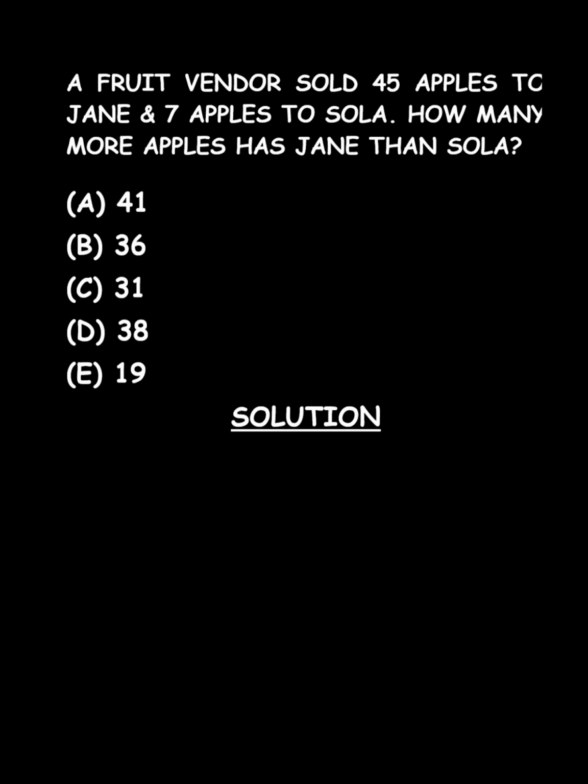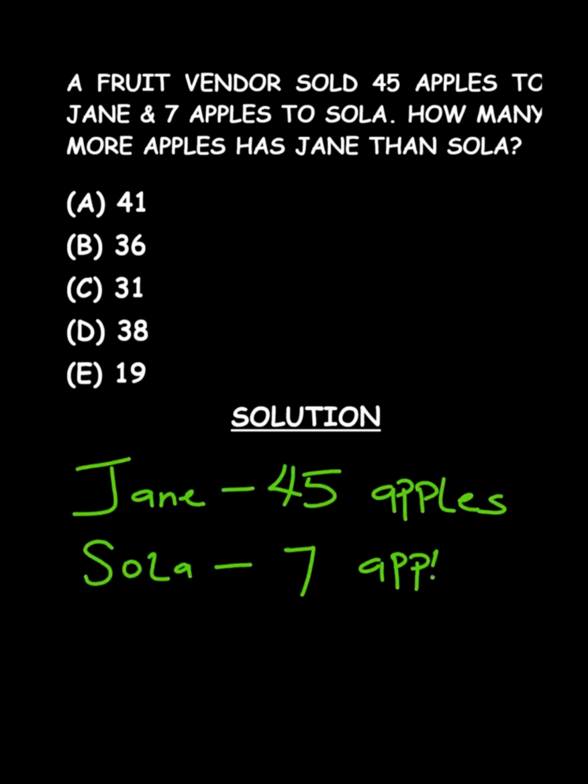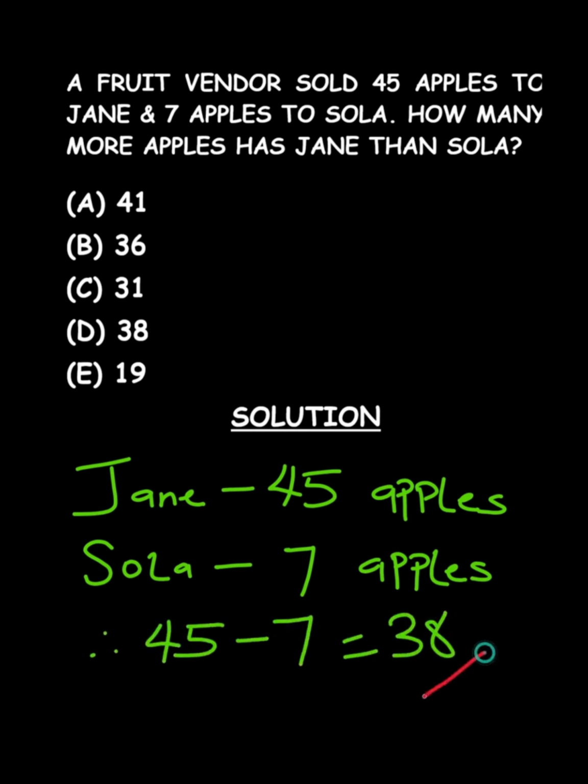Solution. Jane has 45 apples. Sola has 7 apples. Therefore, 45 minus 7 equals 38. We can then state that Jane has 38 apples more than Sola. The correct answer from the options is D.